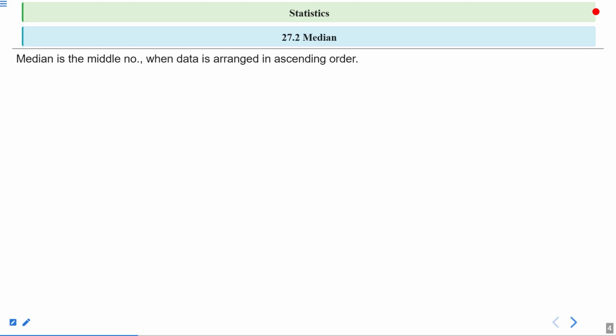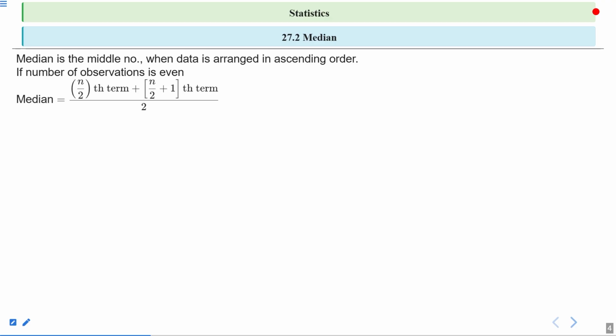Next, median. Median is the middle number when data is arranged in ascending order or descending order. If the number of observations is even, the median will become the (n by 2)th term plus the (n by 2 plus 1)th term, and whole upon 2. Then we get the median. If the number of observations is odd, then the median is the ((n plus 1) by 2)th term.